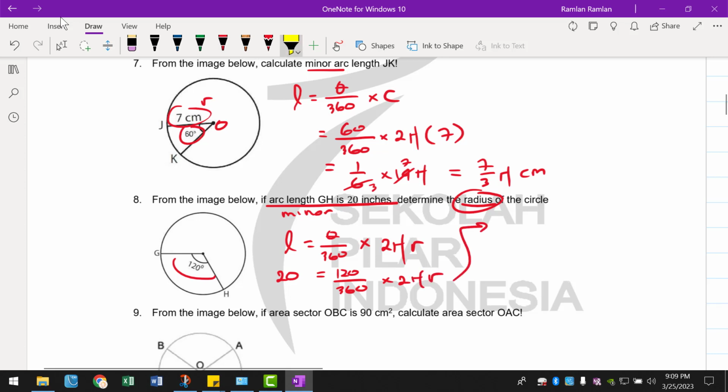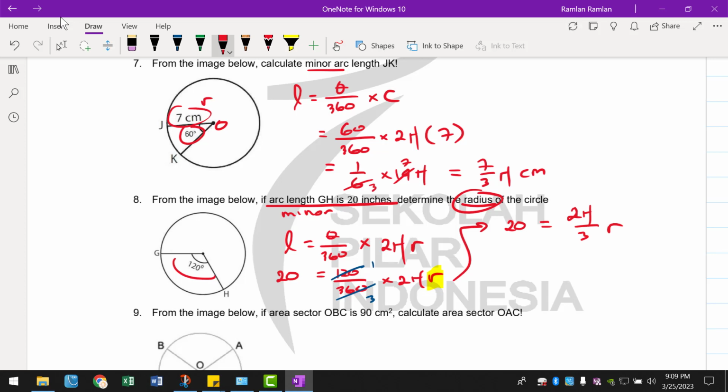So we want to find the r, so make r the subject, so move everything to the left side, or we can actually simplify this first. For example, if I simplify, this becomes 1 over 3. So I can rewrite that again as 20 equals 1 over 3. So again, I'm just going to multiply all of them. 1 times 2 pi is 2 pi, so it's 2 pi over 3.